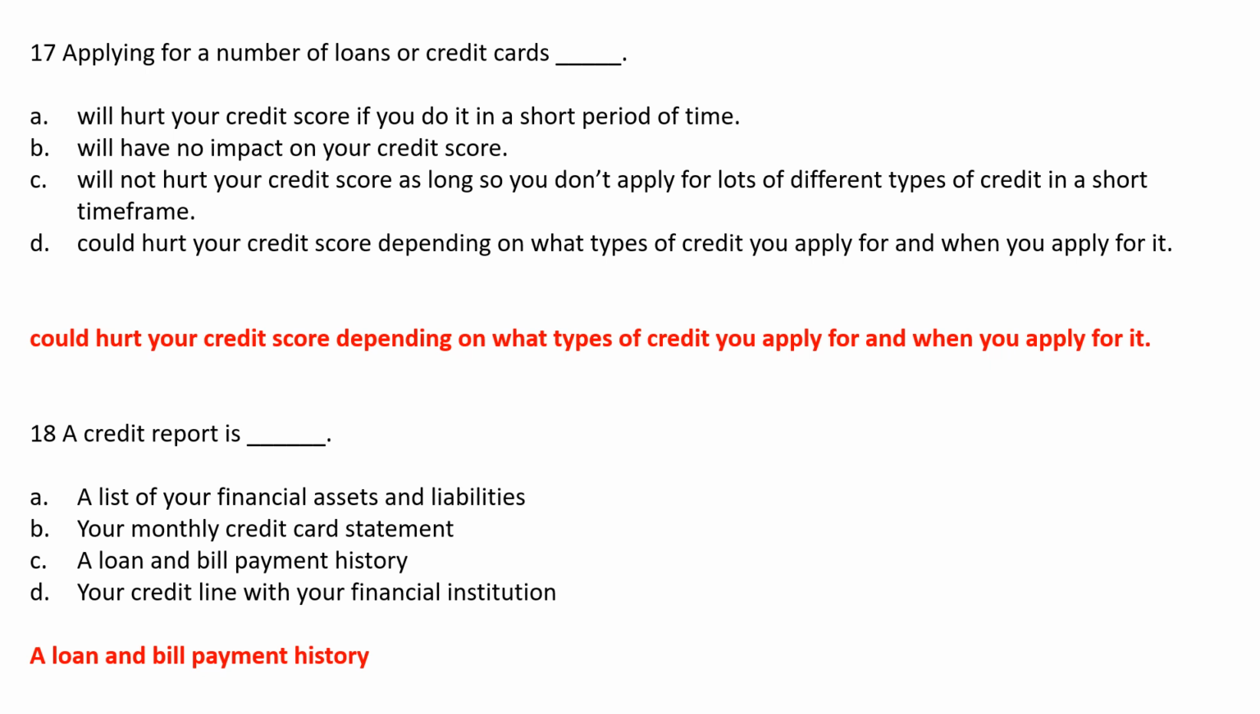Applying for a number of loans or credit cards will hurt your credit score if you do it in a short period of time. Option B will have no impact on your credit score. Option C will not hurt your credit score as long as you do not apply for a lot of different types of credit in a short time frame. Option D could hurt your credit score depending on what types of credit you apply for and when you apply for it. Okay, so the correct answer is option D, could hurt your credit score depending on what types of credit you apply for and when you apply for it.